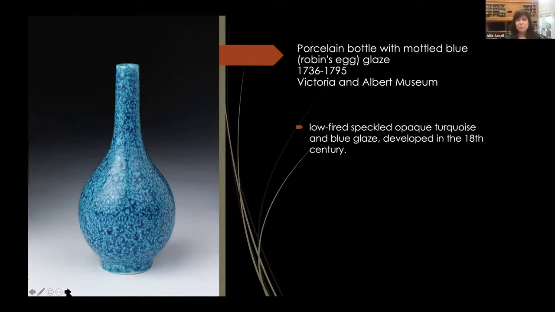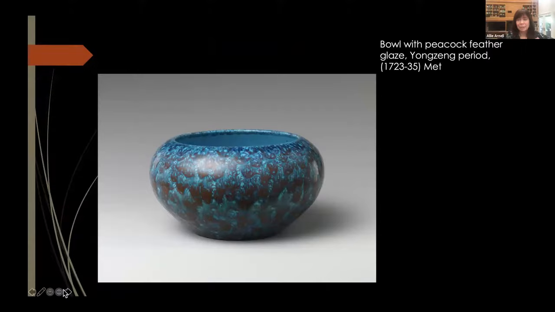Sometimes things were sprayed on through a bamboo straw with silk over it. So that's one way that can occur. This is incredibly rare. And so just to be able to see this, we're having a moment right now. It's a version of the robin's egg glaze, but here you can see it's called the peacock glaze.